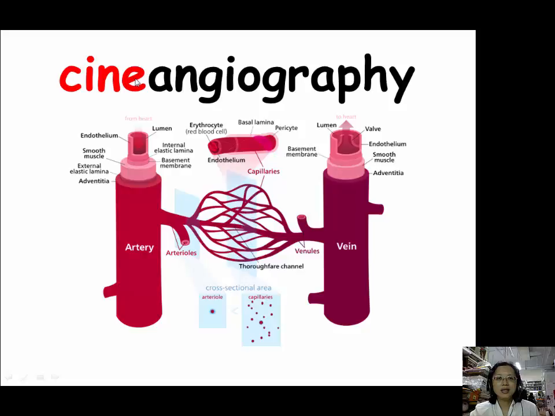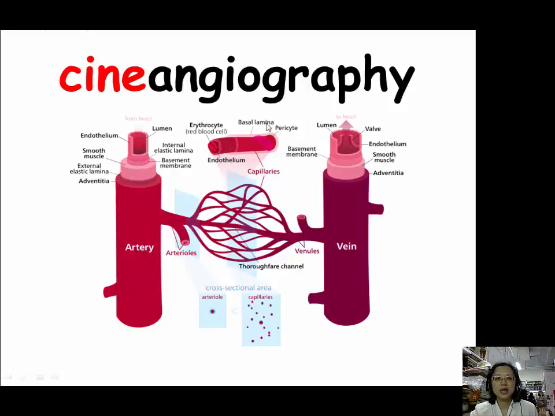For C-I-N-E, our example is cineangiography. Cineangiography is the photographic recording of fluoroscopic images of the blood vessels by motion picture techniques. The prefix CINE also has motion picture meaning, like movie theater. A lot of time they are being called as cinema.